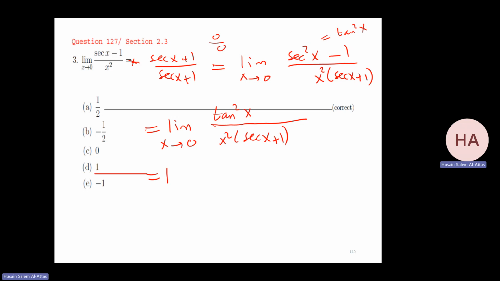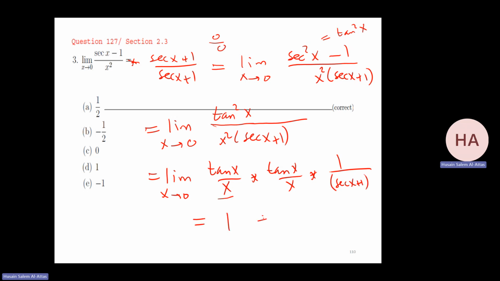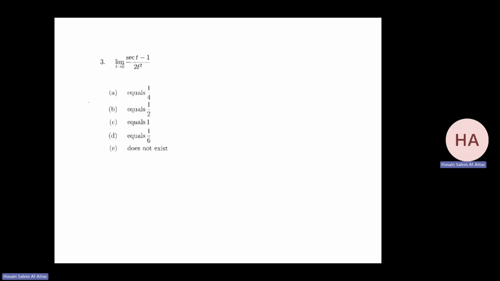Okay. And I can rewrite this one as tan x over x times tan x over x times 1 over secant x plus 1. That will be 1. That will be 1. Now I can substitute. Secant 0 is 1. So it will be 1 over 1 plus 1. And the answer is half. That will be my answer. This is the same thing, but I multiply by 2. So it will be 1 over 4. I know this is half. So it will be 1 half times 1 half, which is 1 over 4.